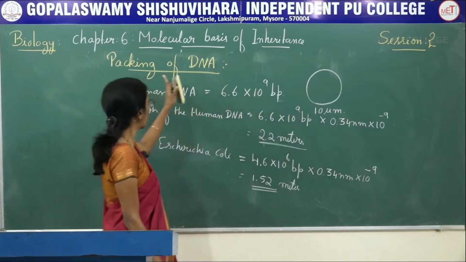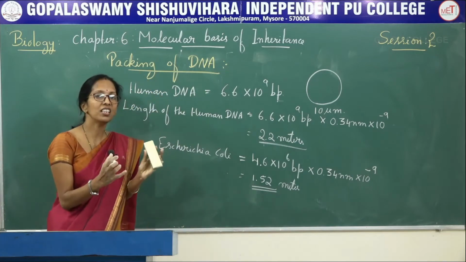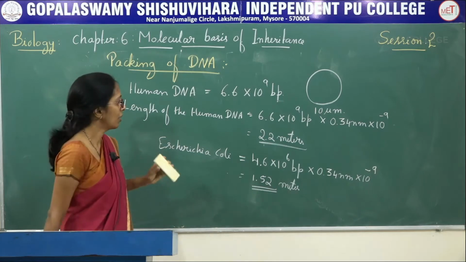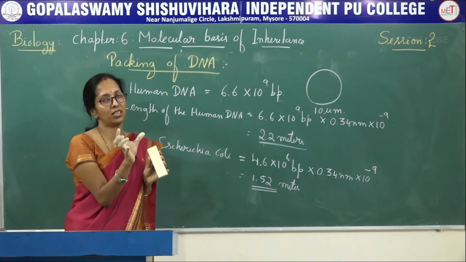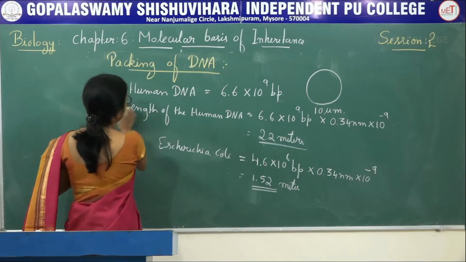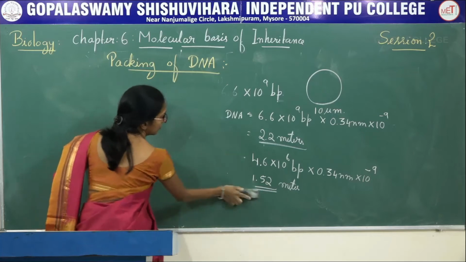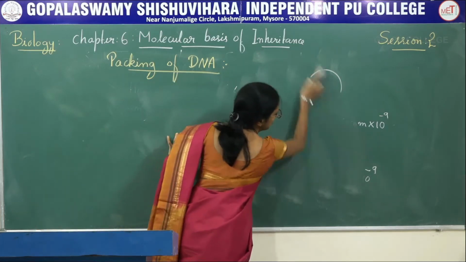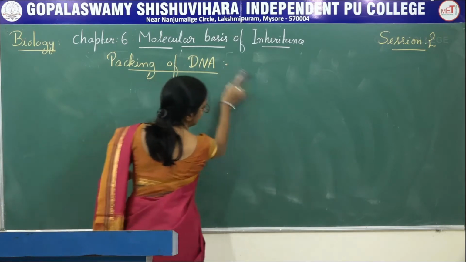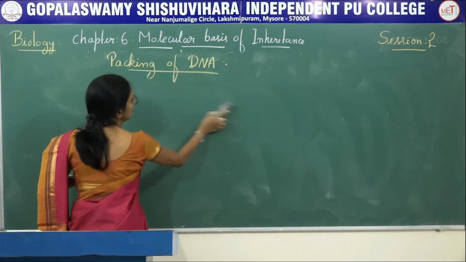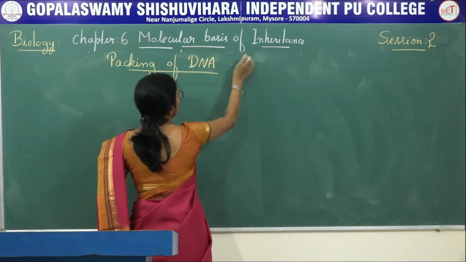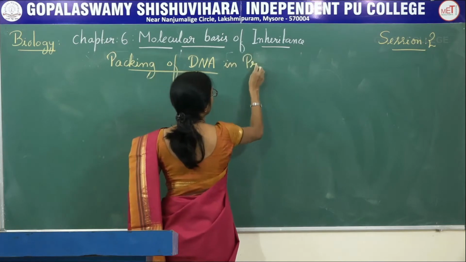So here you are going to understand how this DNA is tightly packed inside the nucleus, because the dimension of the nucleus is very small and the length is very long. We will see the package of DNA in prokaryotes.